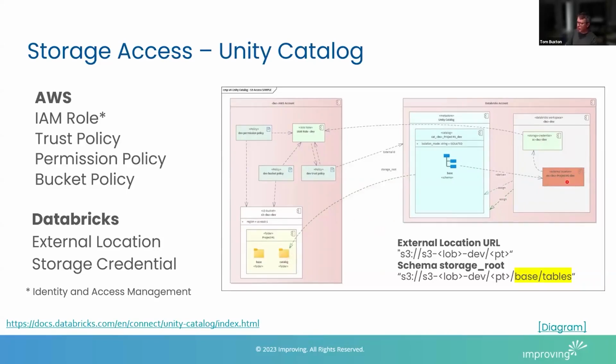Now, we can make things simple for ourselves, relatively speaking, by using an external location that just maps to this upper level PT folder, or project team folder, within external storage. Then when we define a specific storage root for a schema, in this case base, we reference this one, which is part of the storage credential, but also tag in the subfolders that we need. So Databricks will understand that this storage root is going to be handled by this external location and this storage credential, but it's locking down access to a specific subfolder, base tables. And we do the same for volumes and everything else.